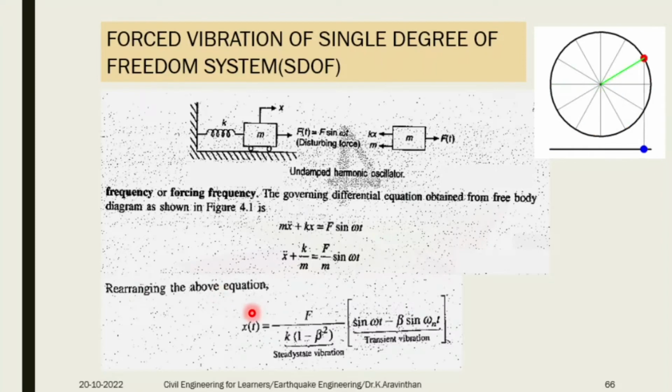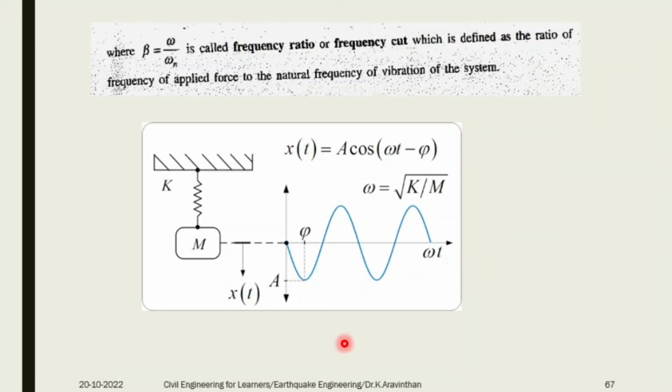Now rearranging the above equation, you can write this wonderful equation. This is called the response of forced vibration system. If you are going to MTech, you will be learning the derivation for this. F, you know, is force, K is known as stiffness. But what is beta? Here another new term is introduced, called beta. What do you mean by that? Beta is known as frequency ratio, omega by omega n. Omega is the external frequency, and omega n is the natural frequency.